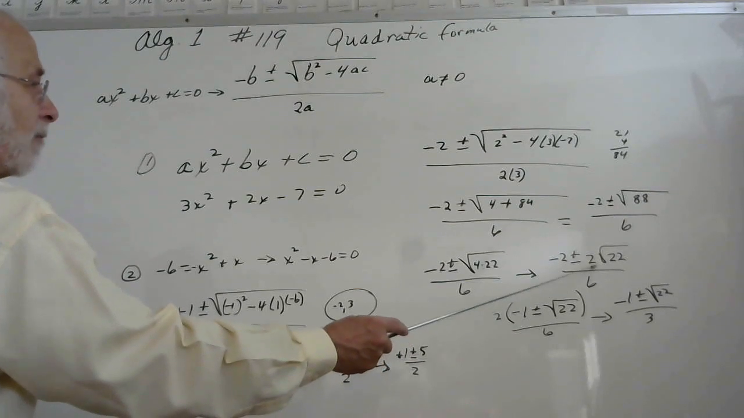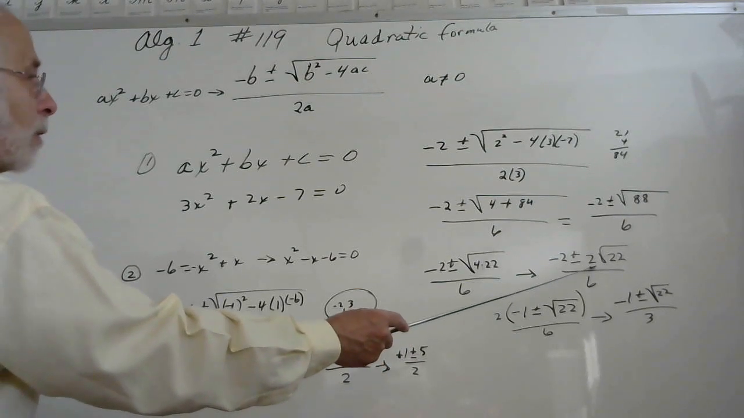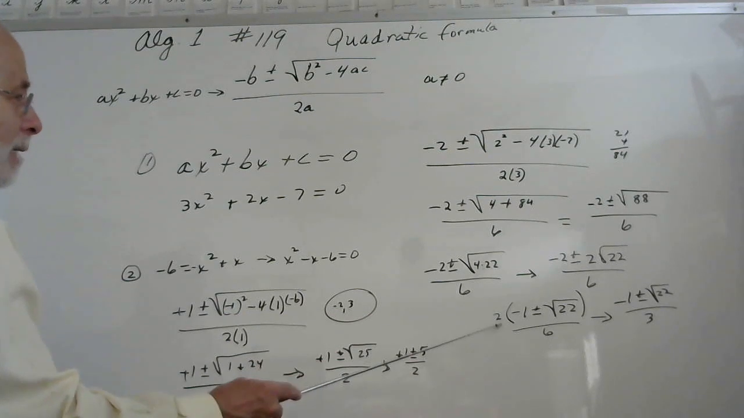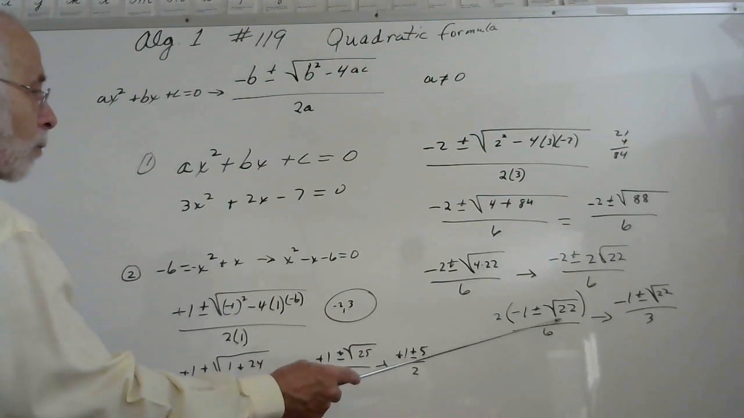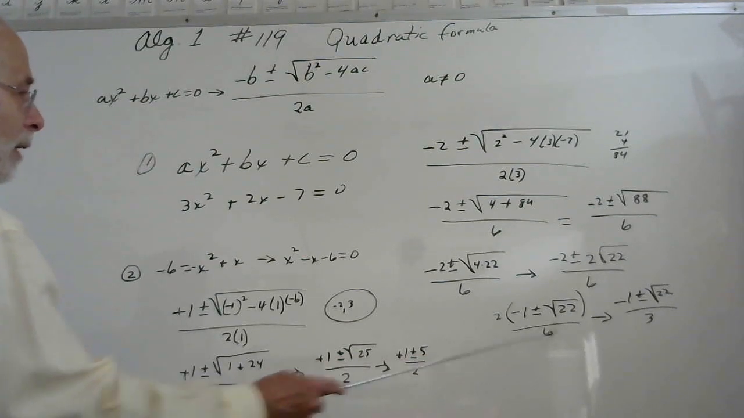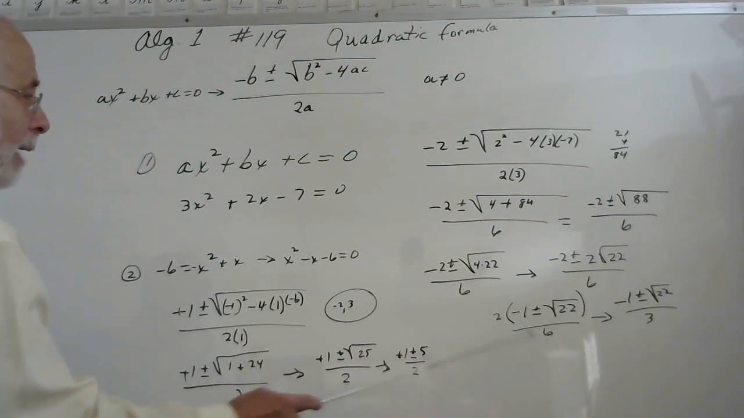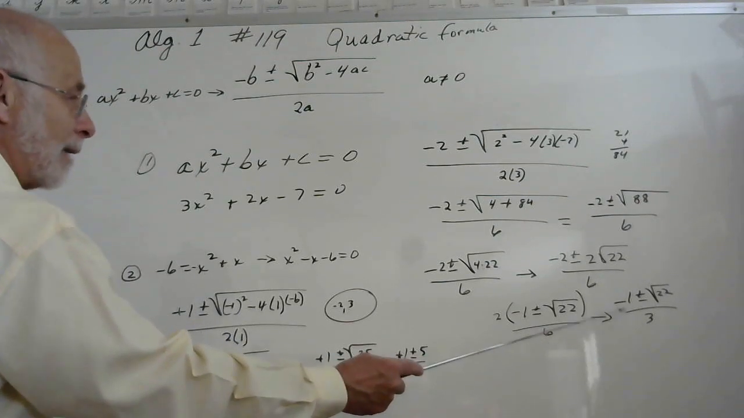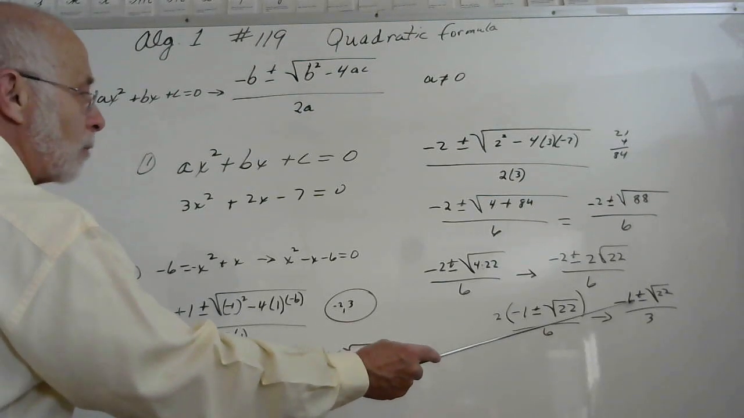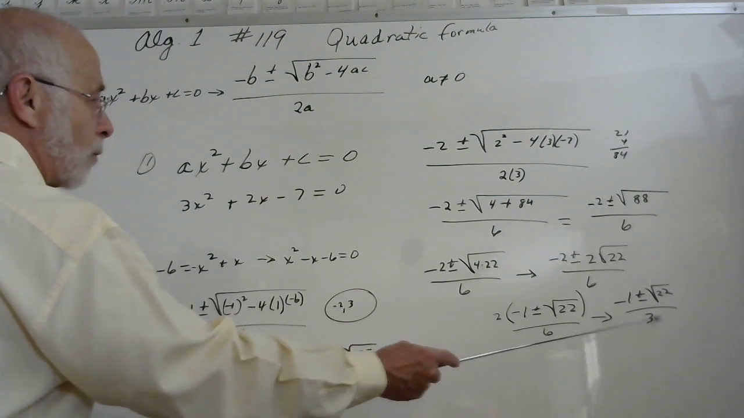I can simplify this by doing backwards on the distributive property. Taking out the 2, I'm left with a -1 plus or minus the square root of 22 over 6. Since these are multiplying, I can reduce. 2 into 6 gives me 3. So my answer would be -1 plus or minus the square root of 22 over 3.